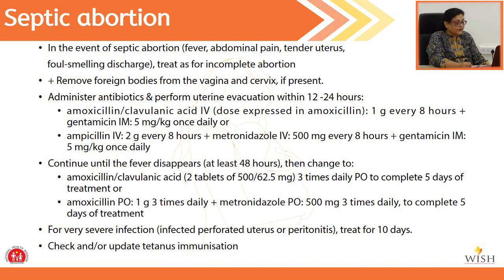For very severe infection where there is a perforated uterus or evidence of peritonitis, you may continue to treat the patient for 10 days. Also find out about her tetanus immunization. If she has not been immunized, give her a dose of tetanus toxoid along with tetanus immunoglobulin also for immediate effect.